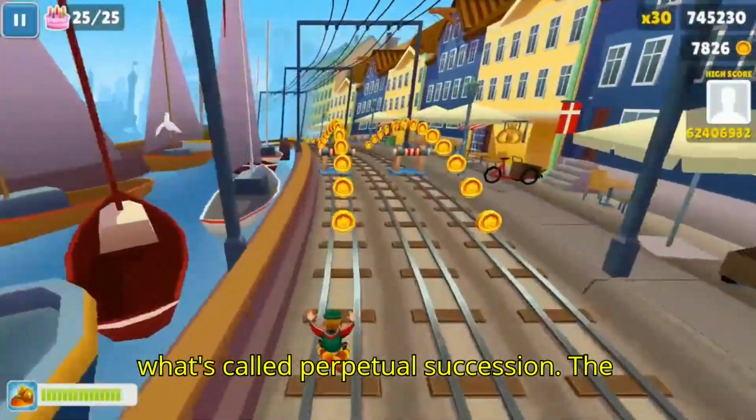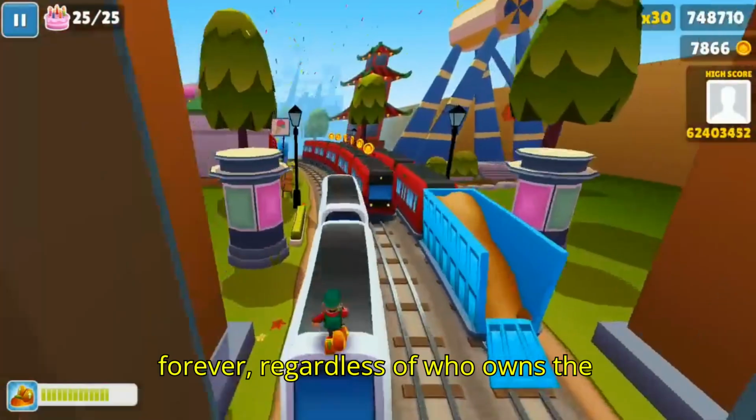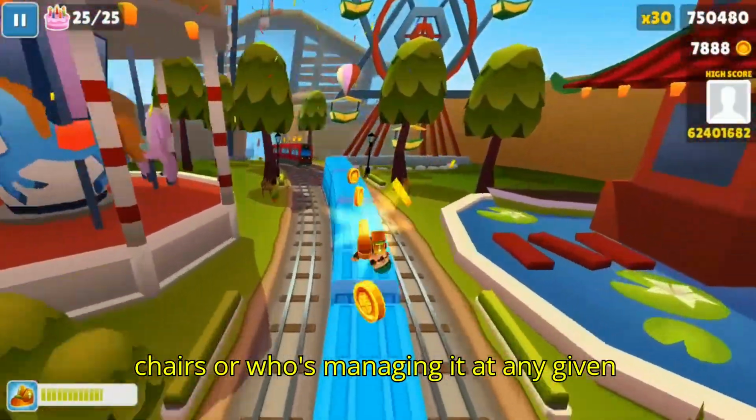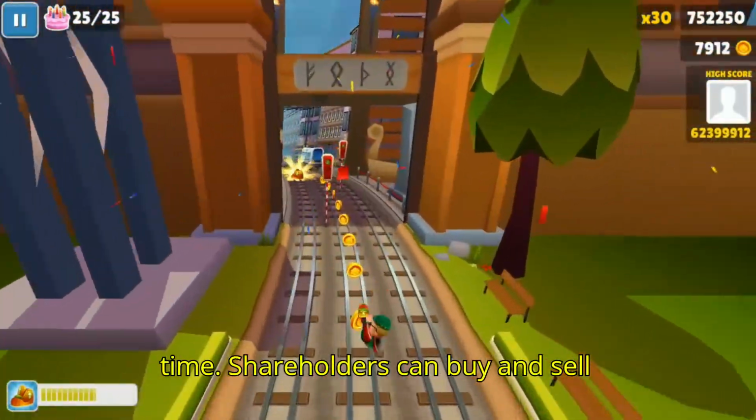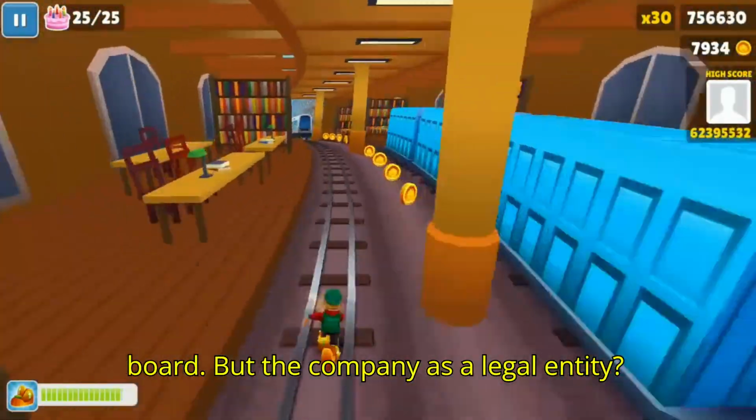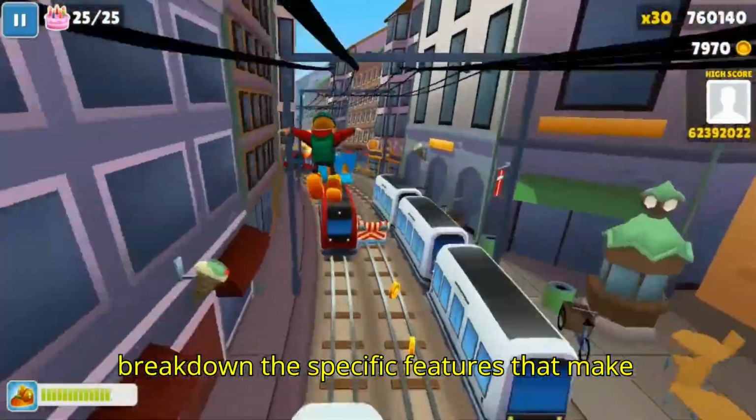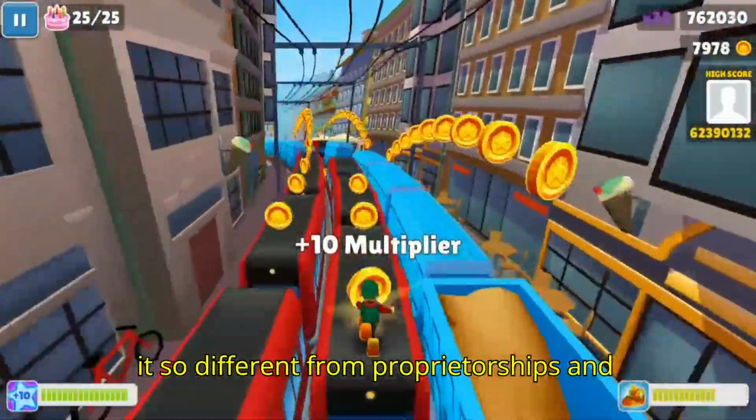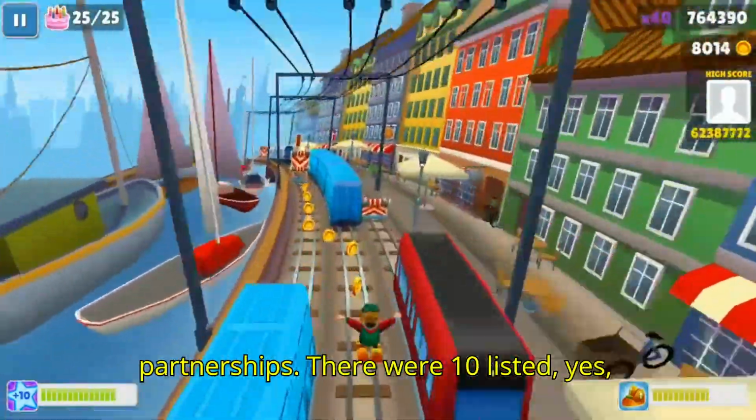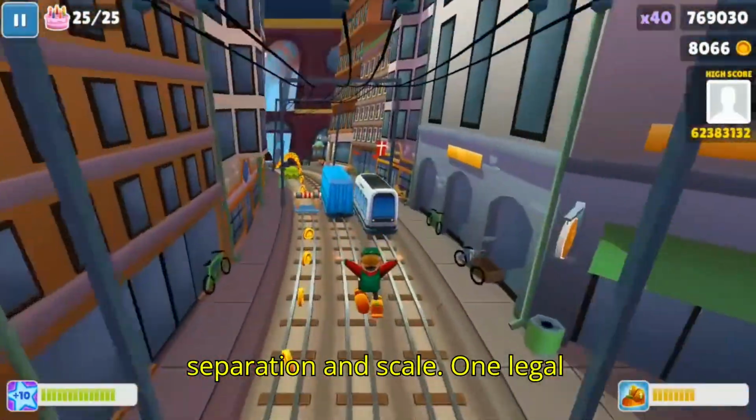This structure achieves what's called perpetual succession. The company itself keeps going, theoretically forever, regardless of who owns the shares or who's managing it at any given time. Shareholders can buy and sell shares, people can join or leave the board, but the company as a legal entity continues. That separation is huge. Let's break down the specific features that make it so different from proprietorships and partnerships. There were 10 listed. Yes, and these features highlight that separation and scale.